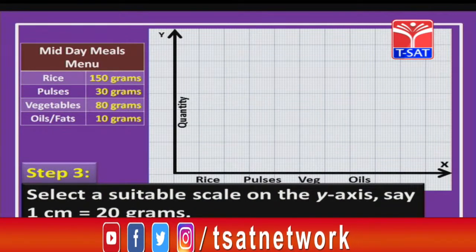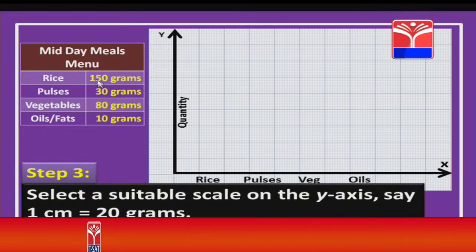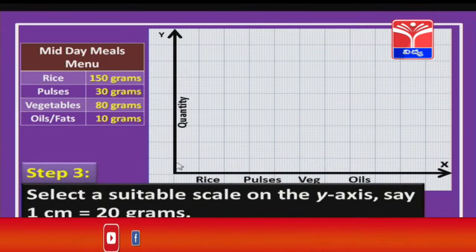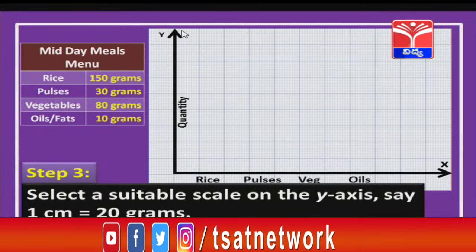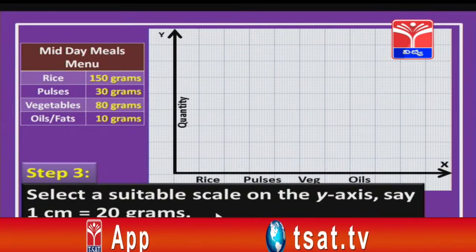Now, why do we have to take a scale? If you notice, children, here we have 150 grams. I cannot take each and every centimeter, this distance from here to here is 1 centimeter, as 1 gram. If I take it like that, I need 150 centimeters, so I cannot accommodate this 150 on a paper. That is the reason we select a suitable scale.